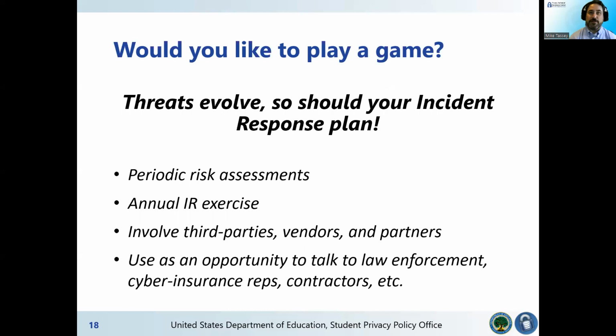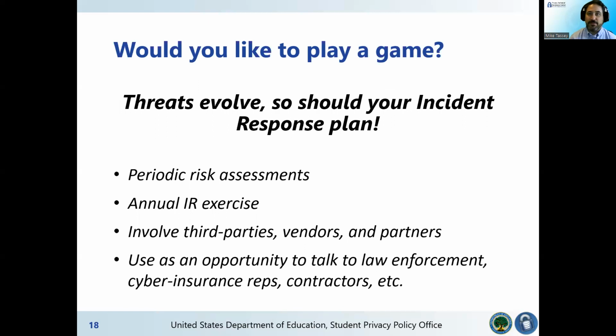So we mentioned earlier that threats evolve over time, as do our information systems and processes. So it's very important for us to review and update our incident response plans over time. So let's talk about some ways that the organization can continually manage and improve your incident response plan and process.